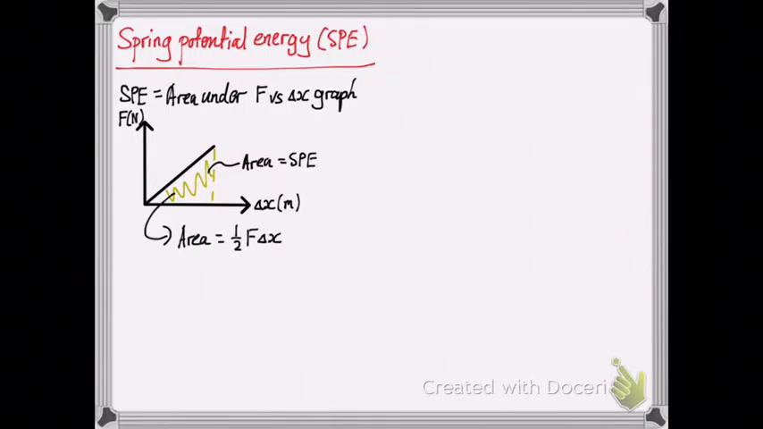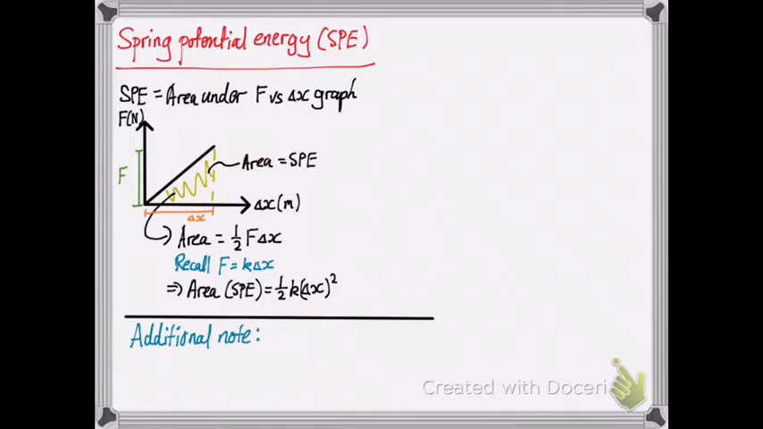And to find this area, well, we can just use geometry, right? So we just find the area of the triangle. So the height of the triangle is force, base of the triangle is delta x, so we just have half times F delta x as our area. So recall that the force of the spring is actually just k delta x from Hooke's law. So this means when you sub this in, your area or your SPE is just equal to half k delta x squared.